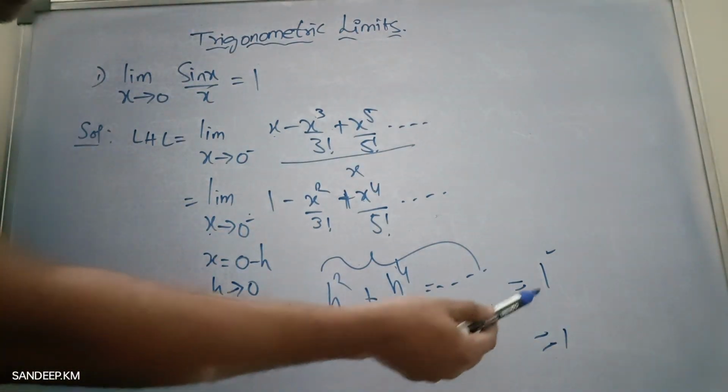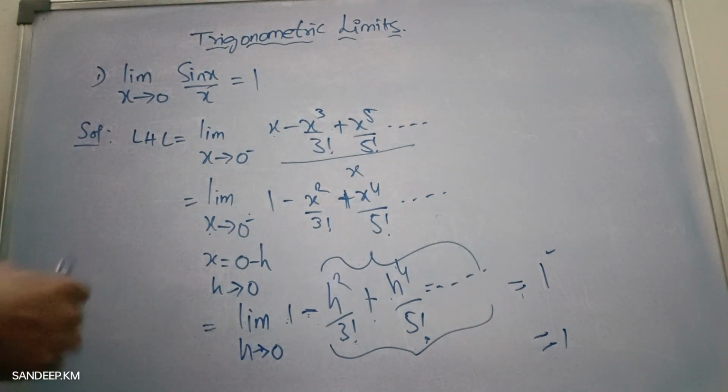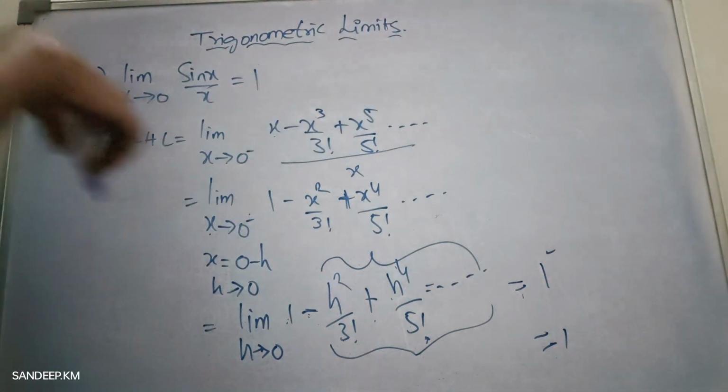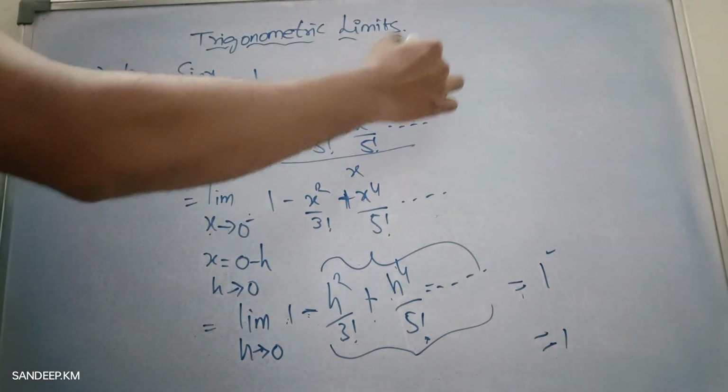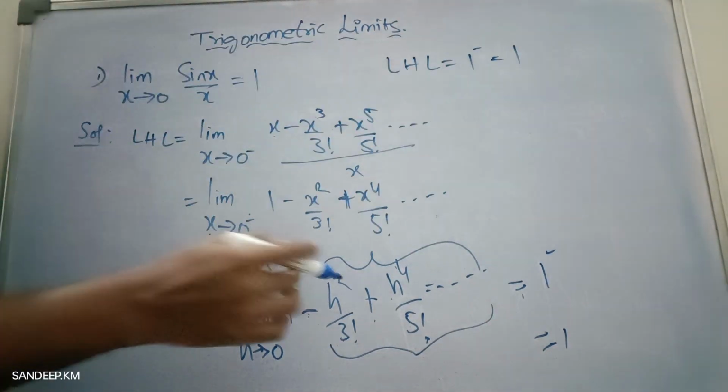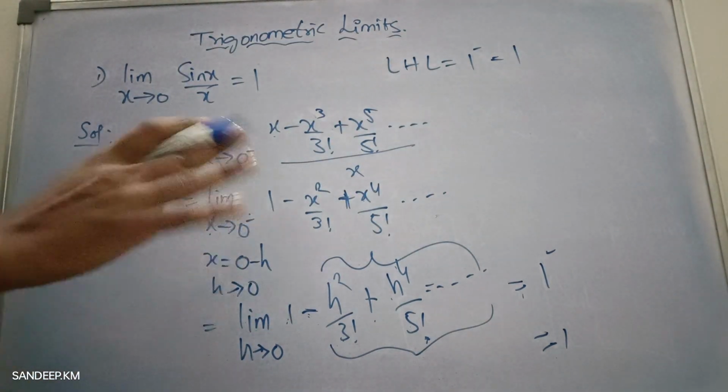But why should I remember this 1 minus? I will say, particularly remember, dear students, from LHL what we have got, the left hand limit of this function. In LHL we have got 1 minus. Of course it is 1 only, but remember it is 1 minus, just less than 1.